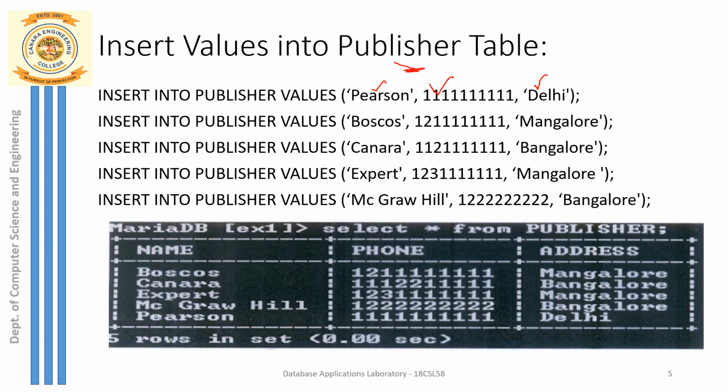So the first value that you are entering should be the publisher name, the second value must be the phone number, and the third value must be the address. So here 5 rows minimum you must enter into each table. 5 different rows, 5 different values you must enter into the table.